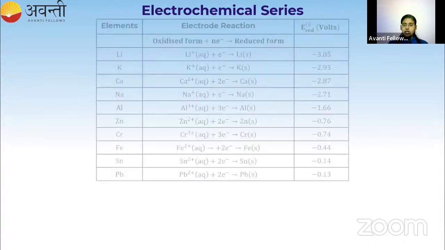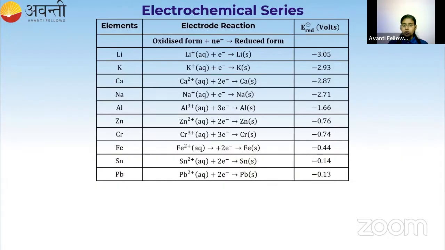I will give you the tabular column of that. So here is a tabular column. In the first column we have the elements, in the second column we have the electrode reaction, and in the third column you can find the E naught values. These are standard reduction potential values for the corresponding elements. In all these cases, gaining of electrons takes place. If an ion is gaining an electron, it is getting converted into the corresponding metal.